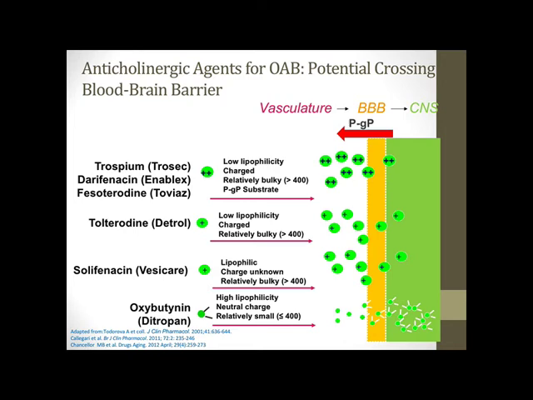Other newer anticholinergics like solifenacin, for example, that's lipophilic but a relatively bulky molecule, and tolterodine, which is again a bit more bulky. Then three of the newer ones, trospium, darifenacin, and fesoterodine, are less lipophilic, they're charged, they're bulky, and they also have a PGP substrate that will kick them back across the blood-brain barrier if they happen to cross. So these medications are less likely to cause the CNS side effects that geriatricians and we worry about so much in terms of cognitive problems and delirium.